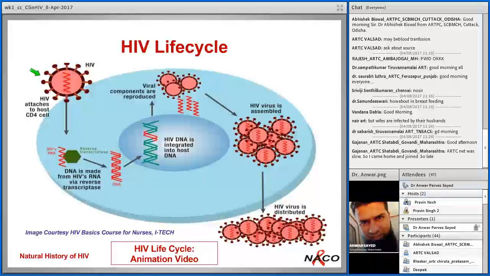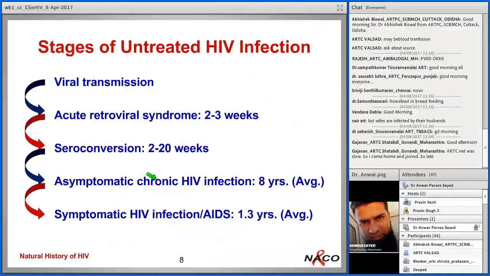As a result of this, the viral load will go on increasing, and as the cell was used multiple times beyond its capacity, it will die off. So slowly the viral load will increase and the number of CD4 cells will drop with time. That's it. That is the life cycle of HIV.